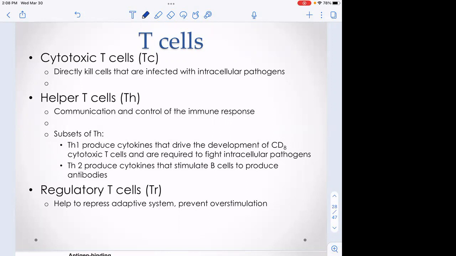They have a glycoprotein receptor called CD8, so they are CD8 positive. That stands for cluster of differentiation. They have a T cell receptor, but then they have these other receptors that we call CD8. They have some function, but it also helps us recognize that this is a cytotoxic T cell and not a helper T cell, because helper T cells have a different cluster of differentiation.